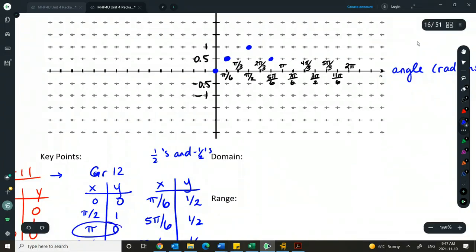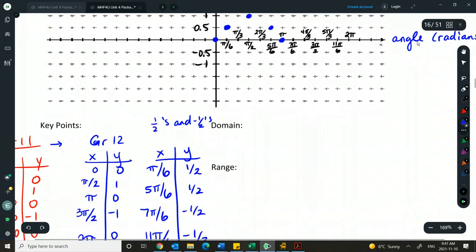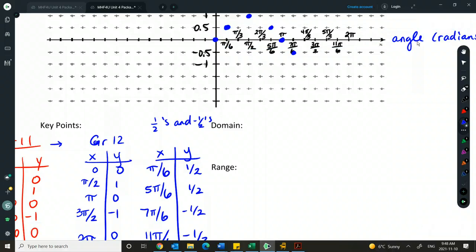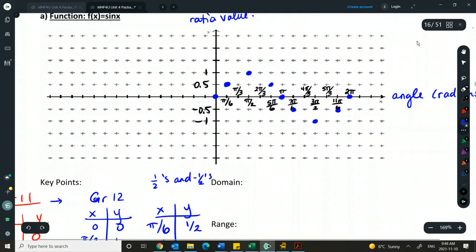Pi, 0. Next point is 7 pi over 6 at negative half. I'm just going in order for how they're labeled on my axis here. Next point, 3 pi over 2 at negative 1. That's this point here. Next point, 11 pi over 6 at negative half. And the last point, 2 pi at 0. So there's our graph.